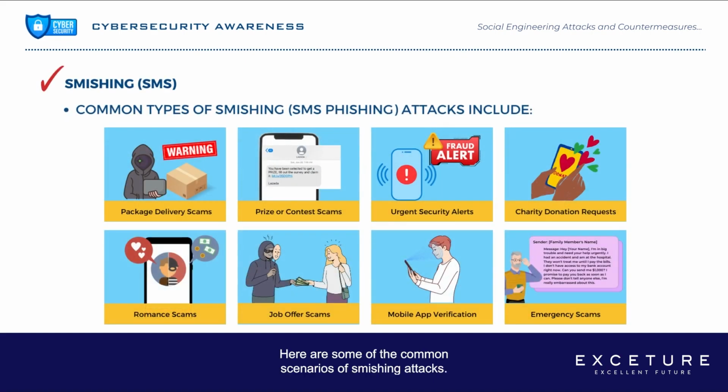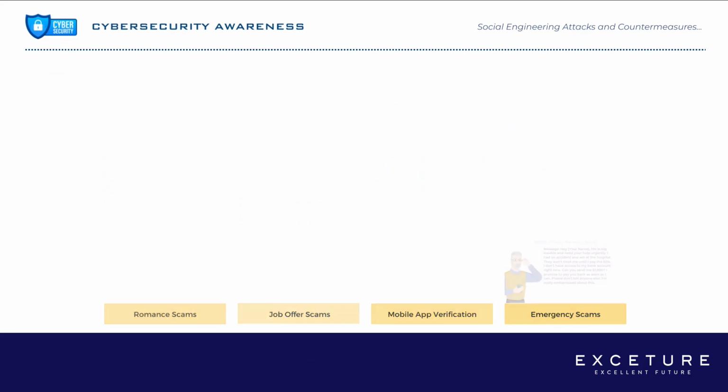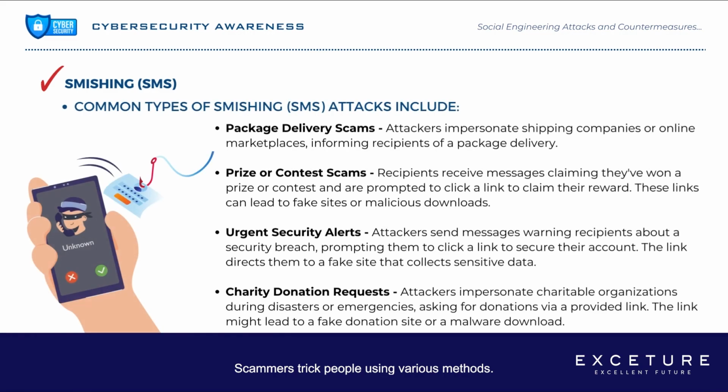Here are some of the common scenarios of smishing attacks. Scammers trick people using various methods. They might pretend to be shipping companies, inform about fake prizes, send fake security alerts, or pose as charities asking for donations. They prompt users to click links, which can lead to harmful sites or downloads. Always be cautious before clicking on unfamiliar links.